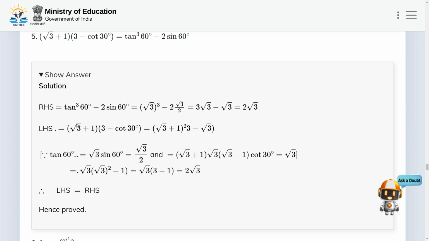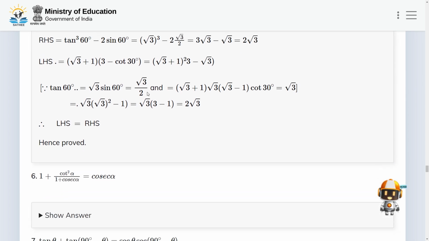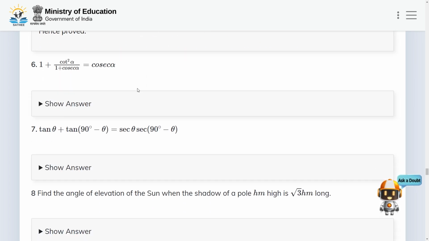And the left hand side is equal to (root 3 plus 1) times (3 minus cot 30 degree), and we know the value of cot 30 degree is equal to root 3. So this is equal to (root 3 plus 1) times (3 minus root 3). Now if we simplify it, we'll get 2 times root 3. So here the left hand side is equal to the right hand side, hence proved. And now let us move to the next one.